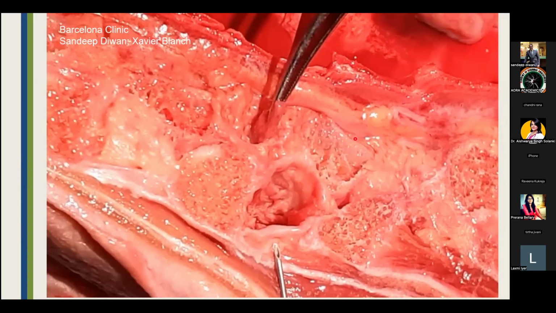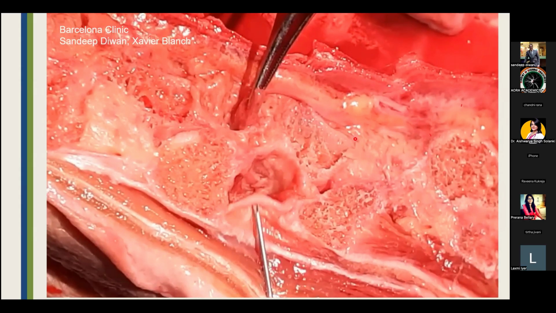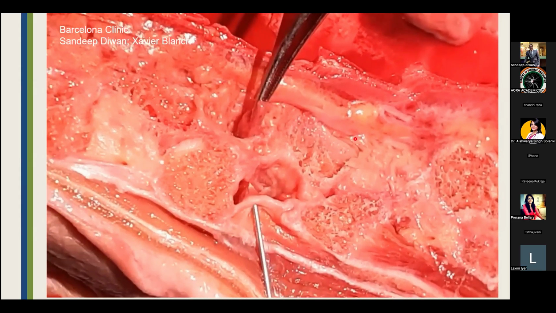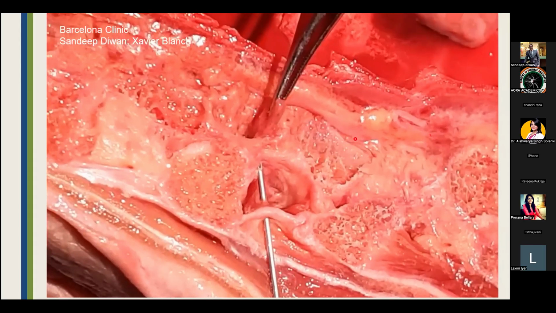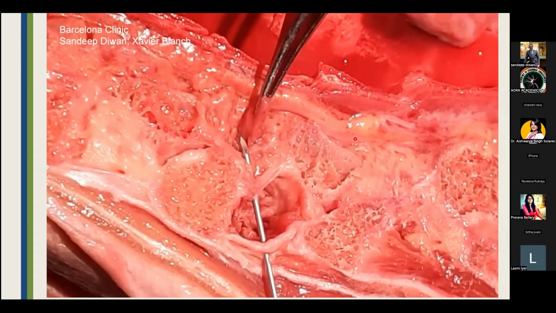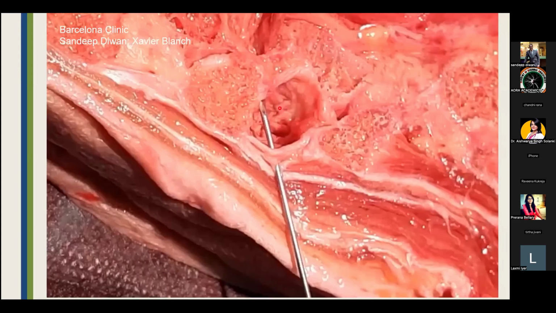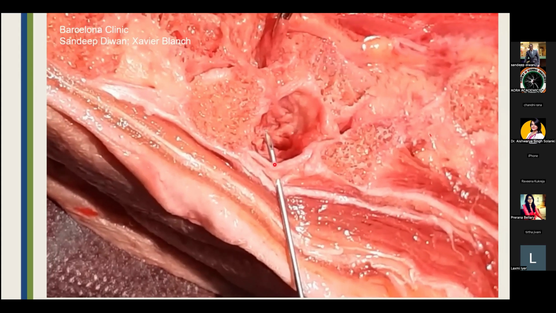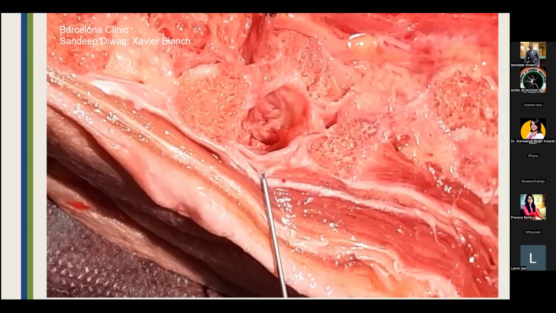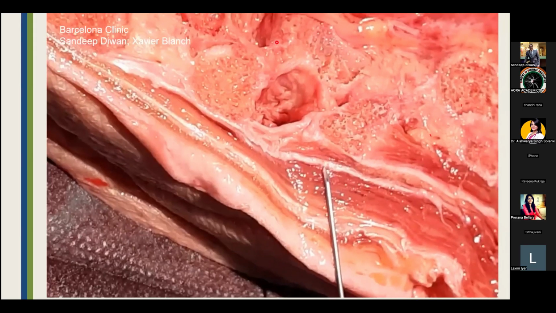So finally, we have the needle going through the intertransverse space into the costotransverse space, and then through the costotransverse ligament. What we have lifted with the forceps is the ventral nerve root. And these are the three planes: the erectospinal plane, the costotransverse plane, and the paravertebral space. These are the only three planes that you have.